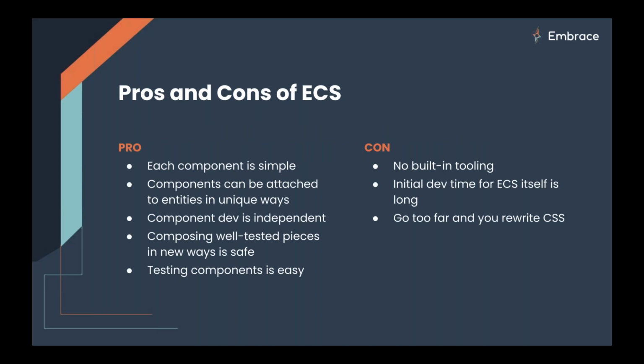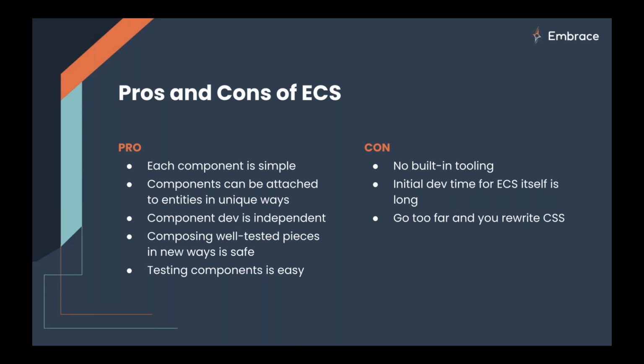So each component that you build is going to be simple. We have a simple interface, maybe only 3 or 4 methods it has to conform to. Components can be attached to entities in unique ways. As we saw, we were able to make table view cells our product team never even thought of when we coded this as an ECS. The development of each component is independent. You give your contractor the interface, they give you back the component code and a unit test suite. Composing well-tested pieces in new ways is always safe. When the interface is that simple, it really can't break.